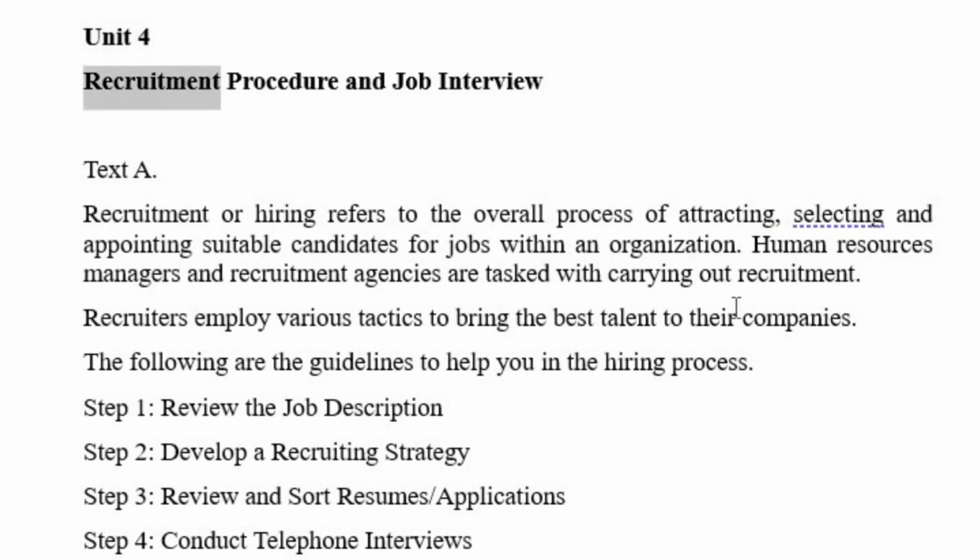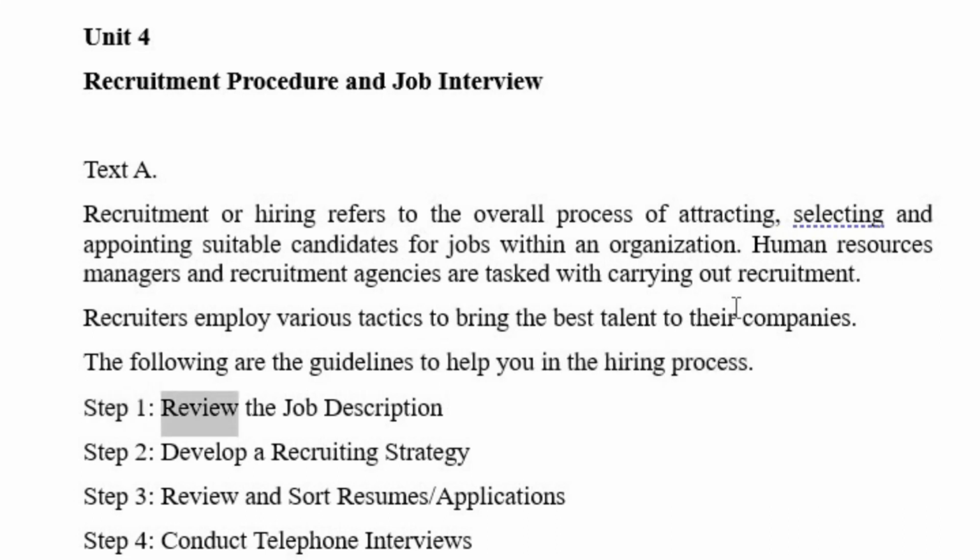Unit 4, Recruitment Procedure and Job Interview. Text A. Recruitment or hiring refers to the overall process of attracting, selecting, and appointing suitable candidates for jobs within an organization. Human resources managers and recruitment agencies are tasked with carrying out recruitment. Recruiters employ various tactics to bring the best talent to their companies. The following are the guidelines to help you in the hiring process.